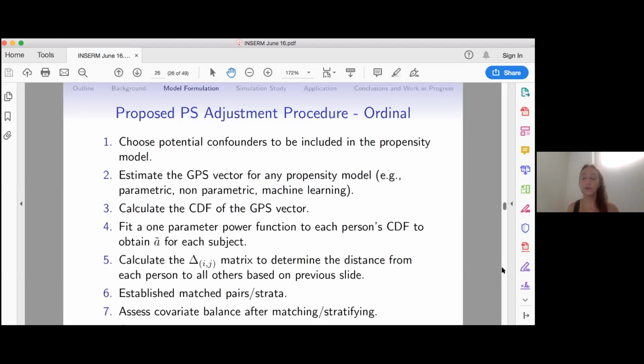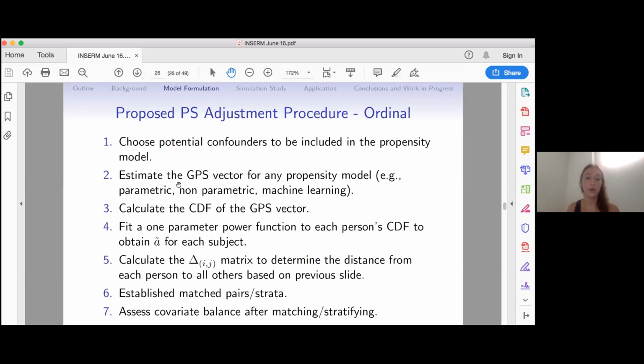So here's the proposed procedure, and we have a proposed procedure for the ordinal, multinomial, and continuous case. Continuous is a little bit different, and I don't spend time on that one. There's just no time. But the ordinal case is incredibly natural in this framework. So step 1, choose your potential confounders. That's always your step 1.